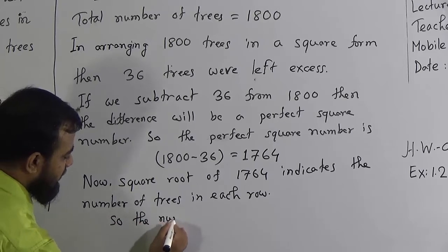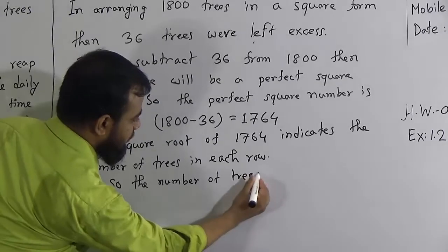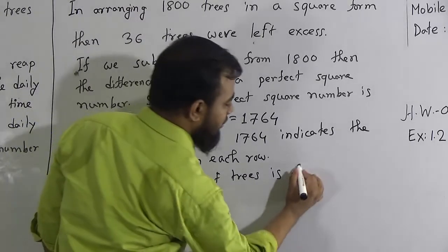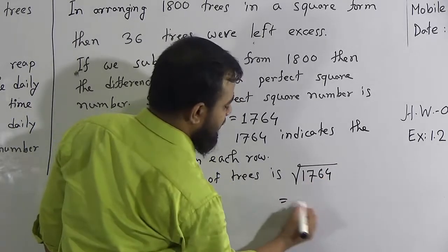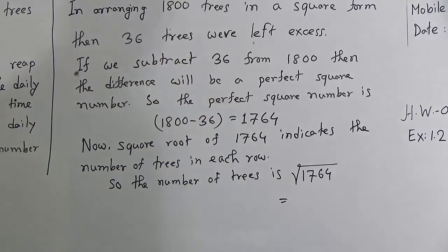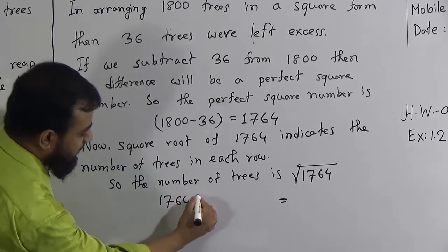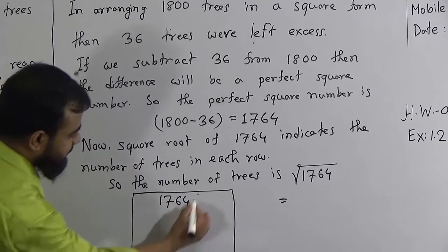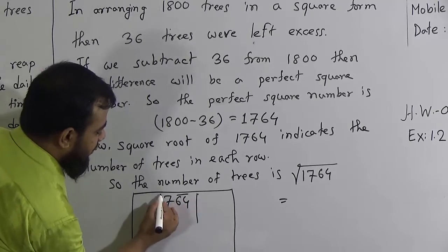the number of trees is how many? It's the square root of 1764. That's equal to how much? You can do graph here. It's 1764. We'll go through the division method. Okay. Now we need to make the pair from the right side.